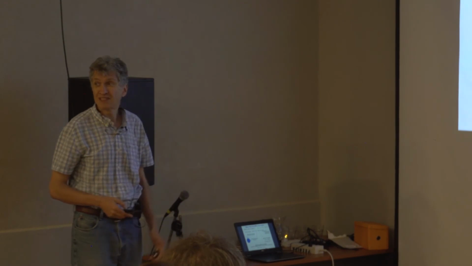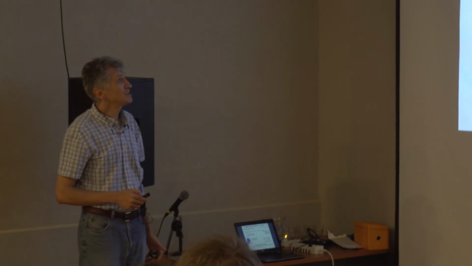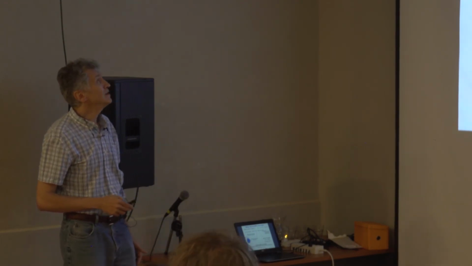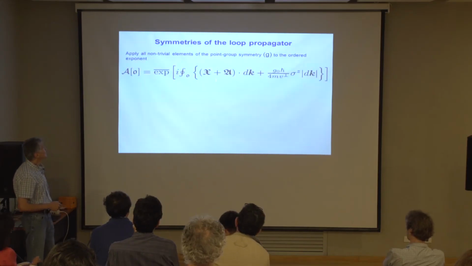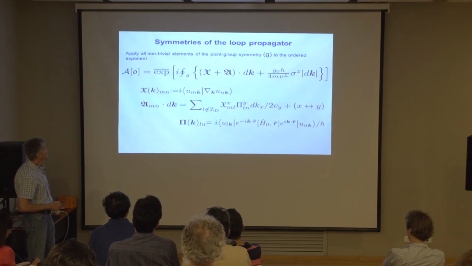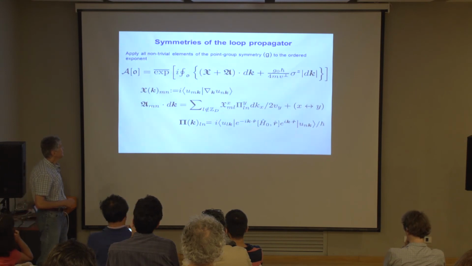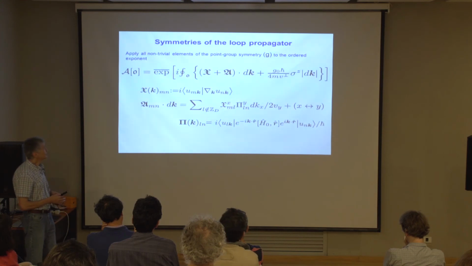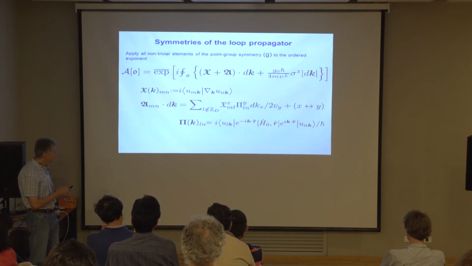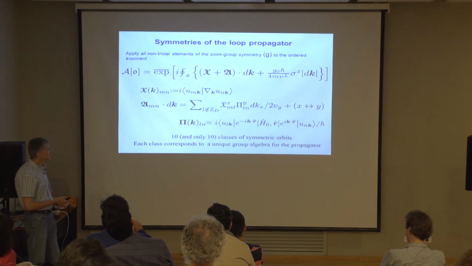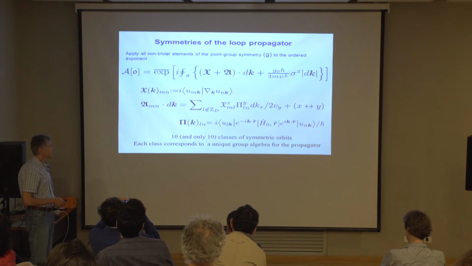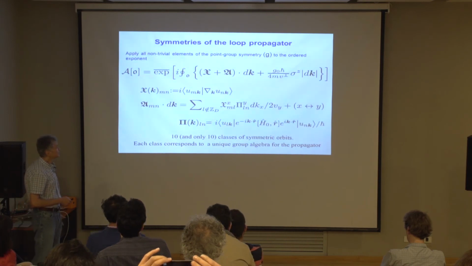And now, for the symmetry, what one has to do is analyze the operator that enters into the Wilson loop. And here again are the definitions. This is the Berry connection. This is the element of orbital magnetization. And one has to apply all elements of symmetry, point group symmetry, and time reversal to these terms. And it turns out that there are only 10 symmetry classes. So why 10? It is pretty simple.